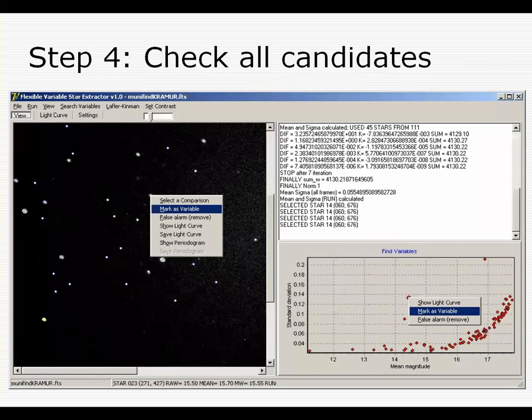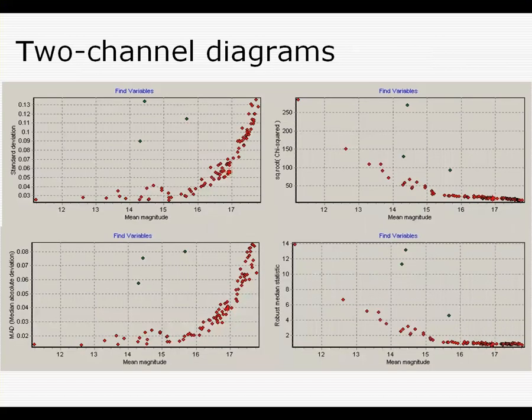You can choose and mark any star on the left or right panel as a variable one. It will be repainted with a different color, like the green point. So here you can see 3 green points from the same field of view. All 3 stars are variable, and the two-channel diagrams which are shown on this slide are standard deviation on the mean brightness, chi-squared on the mean brightness, in the bottom line, median absolute deviation, and robust median statistics on the mean brightness.